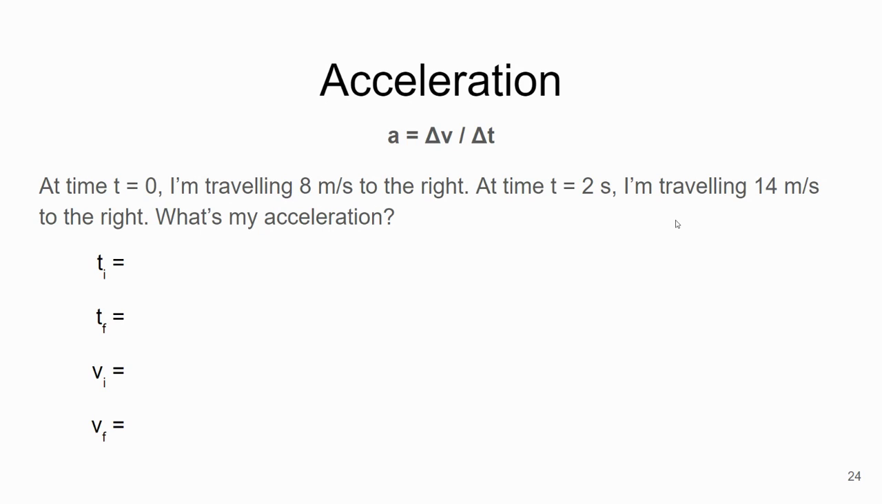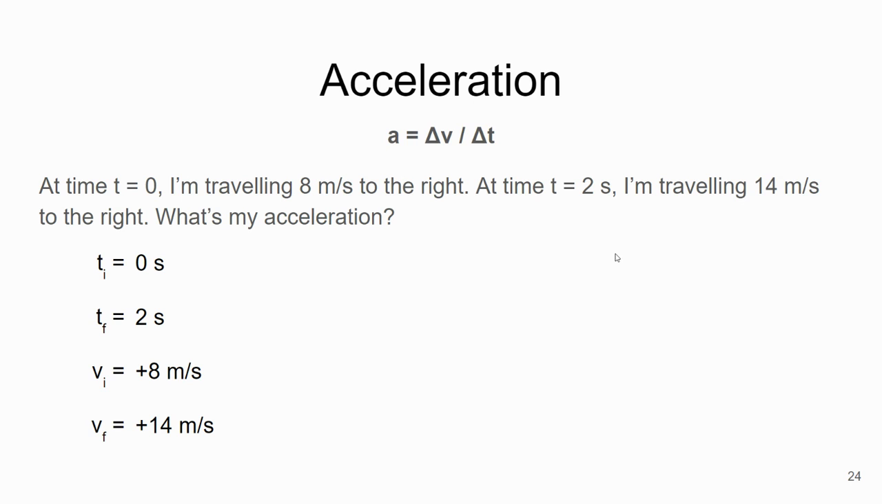So the example we did was at time t equals 0, I'm traveling 8 meters per second to the right. And at time t equals 2 seconds, I'm traveling 14 meters per second to the right. So what is my acceleration? So we have to figure out what t initial and t final are and what v initial and v final are. So t initial, our initial time, is 0 seconds. T final, so when do we stop the situation? Well, that's 2 seconds. V initial, how fast were we going at the beginning of this situation? So we were going 8 meters per second. And at the end of the situation, we were going 14 meters per second. So that is V final.